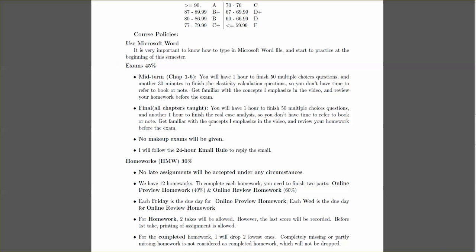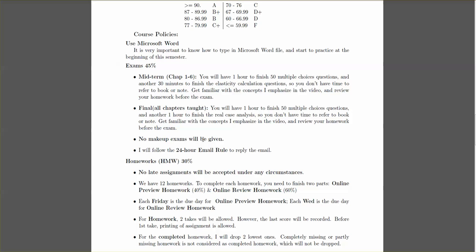I will find a real case from the world, from daily life, and ask you a few questions. Then you do the analysis, using the tools you've learned in this class. For the exam, I don't have a makeup exam, so make sure you remember when you need to take the exam.